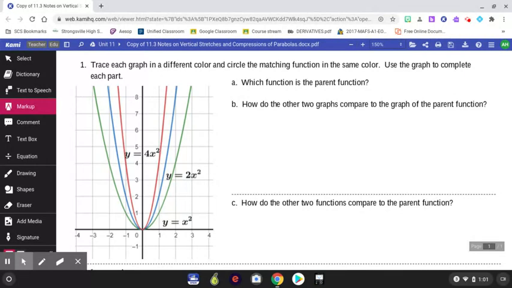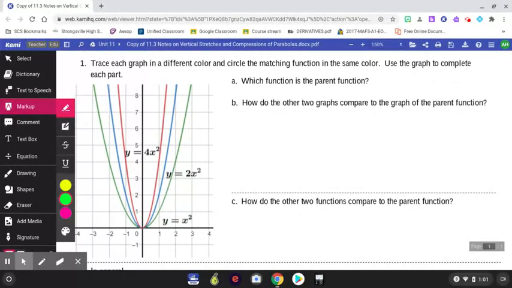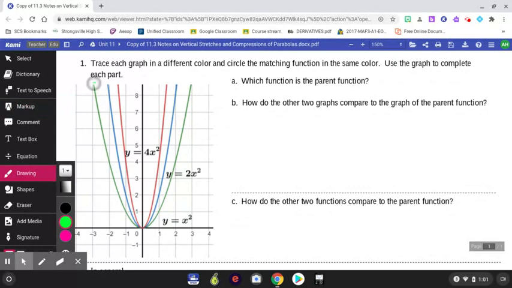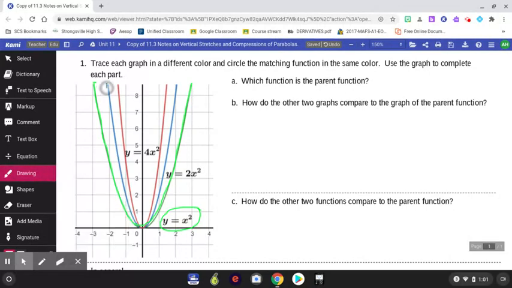Let me show you this outermost function, which I have in green. So I'm just going to go over this with green. That's going to go with our parent function of y equals x squared. So I'm going to highlight the outermost function in green, and I'm going to circle that in green. My next function is in blue, so I'm just going to trace over that with blue. You can do whatever color you want.